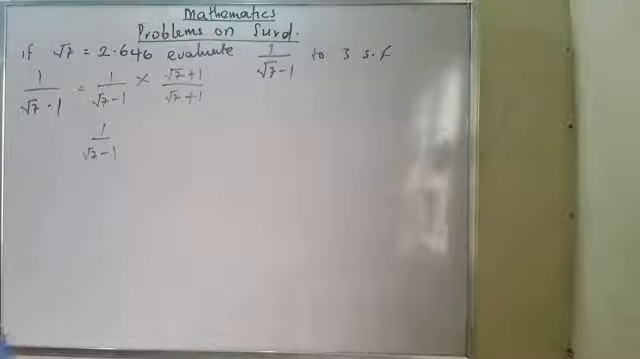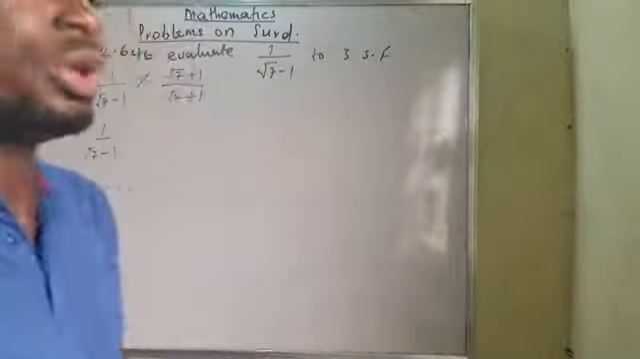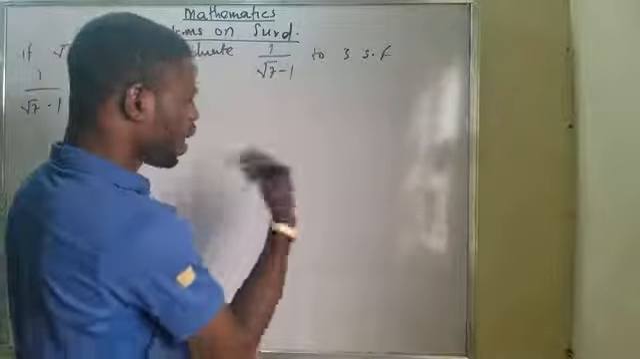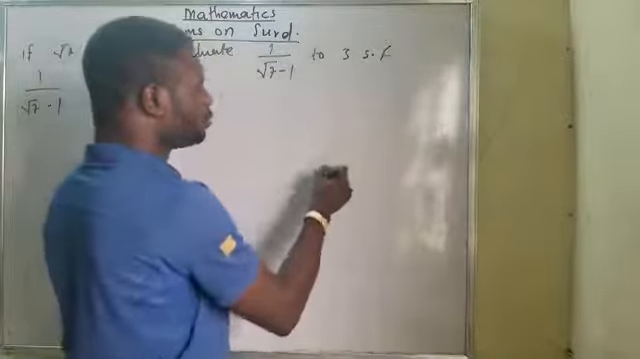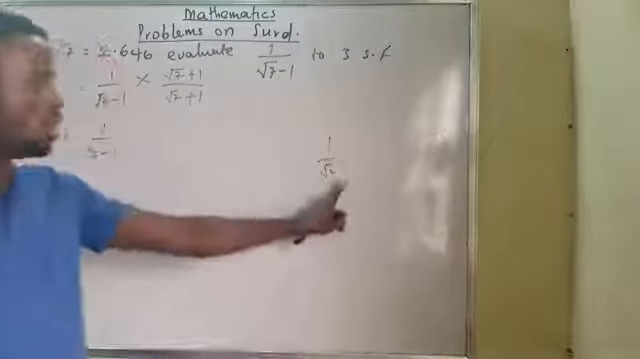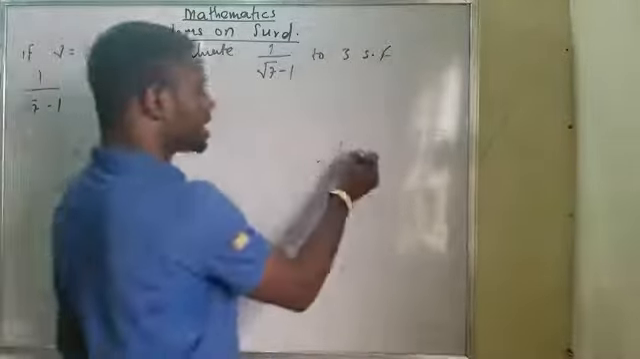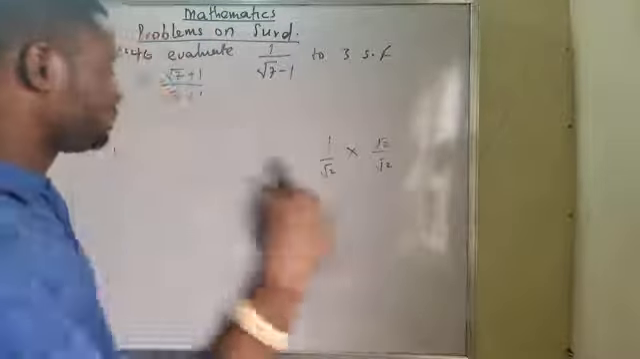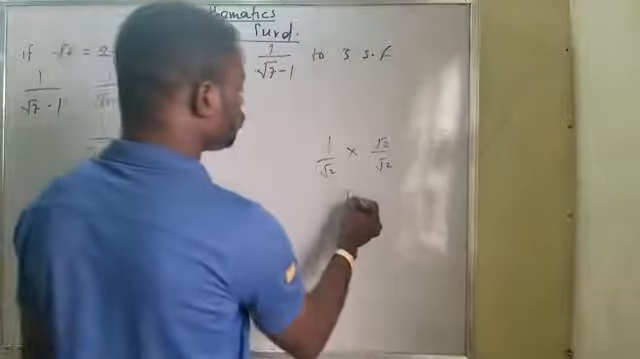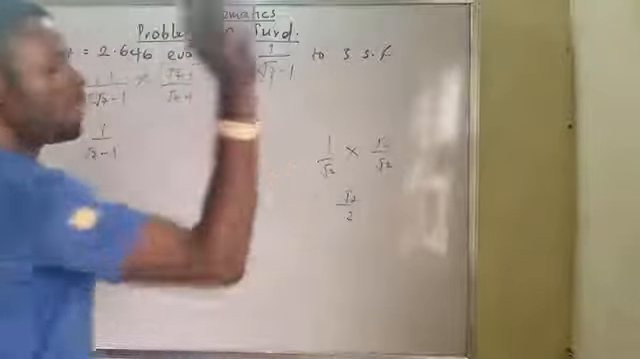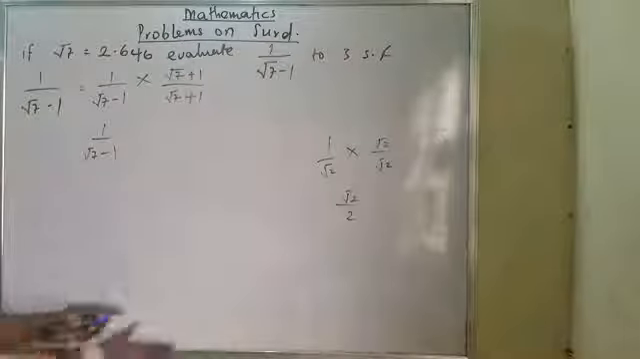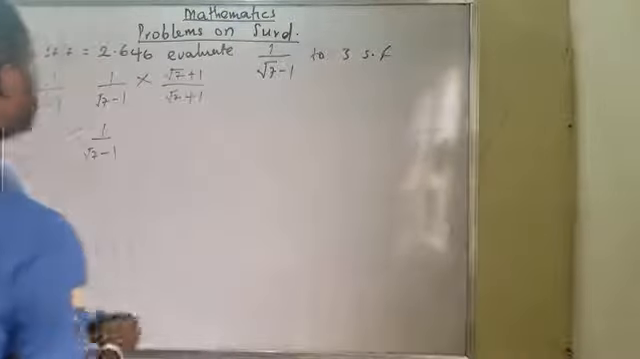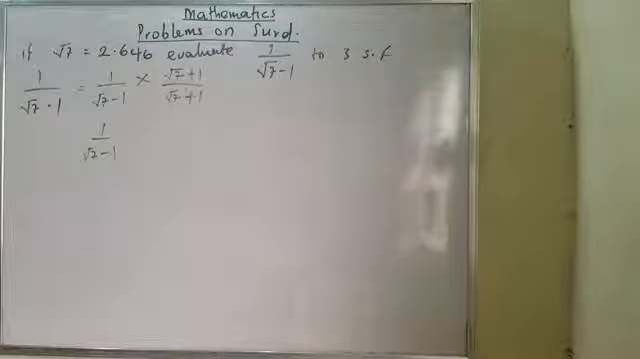Why are you doing that? To avoid root in your denominator. I've been telling you that. Why are we rationalizing? 1 all over root of 2 is improper. You can't leave this like this. You must rationalize by having root of 2 all over root of 2. Please make sure you watch our first video, which is root of 2 divided by 2. It's normal here. It's very, very important as far as this video is concerned.